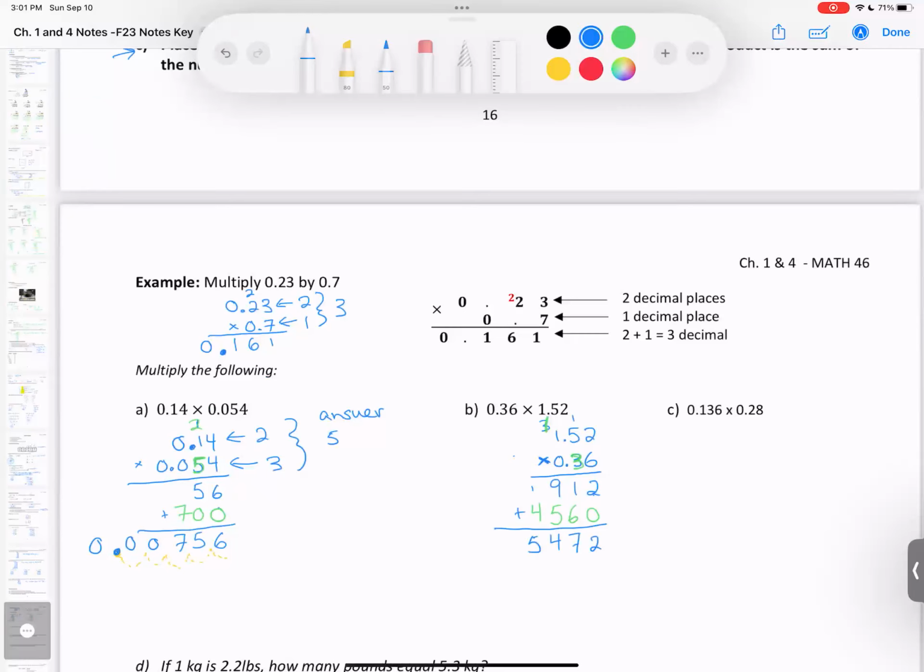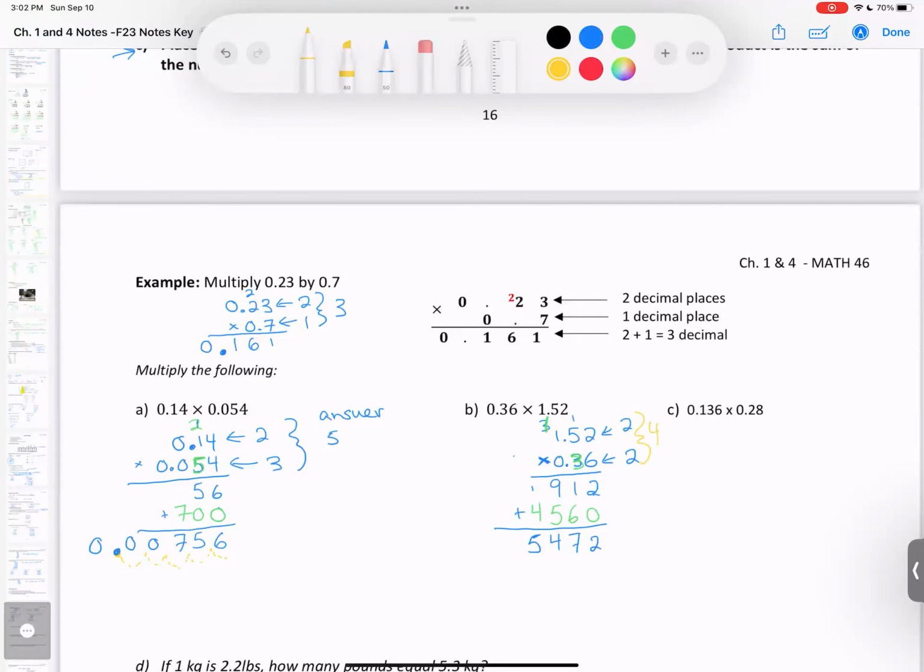And now we have to think about decimal places. So this first number, we had 2 numbers past the decimal. The second one, we have 2 numbers past the decimal. So our answer then is going to be 2 plus 2, or 4. So our answer is going to have 4.